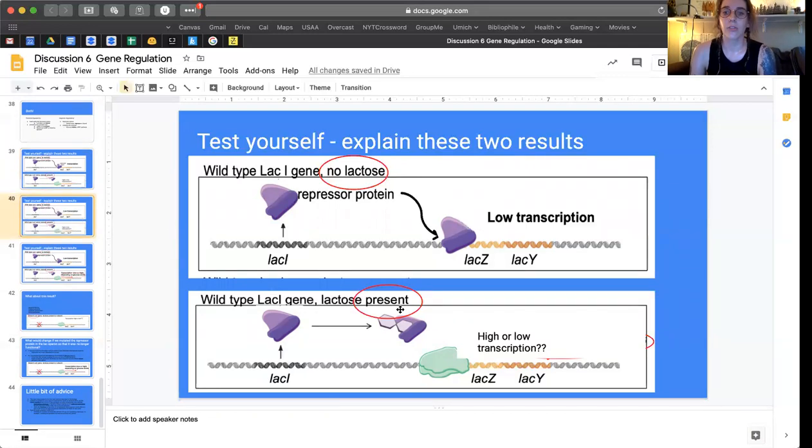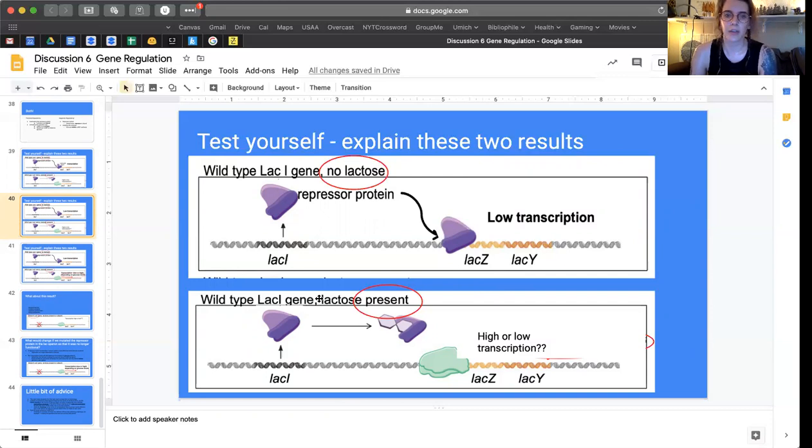But we can tell automatically, just given this, that there's going to be low transcription. Because if there's no lactose present, the repressor protein is going to automatically be bound, right? It's going to require that lactose to inactivate it and make it fall off. So if it's not there, then it's always going to be bound. So regardless of what is happening with the glucose, you're always going to get this low level of transcription.